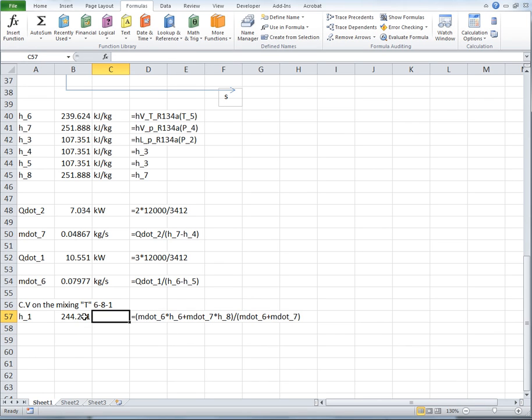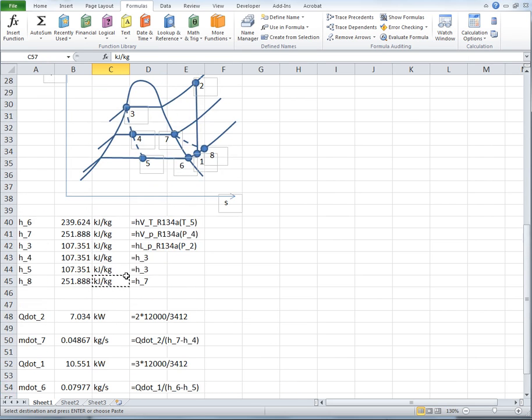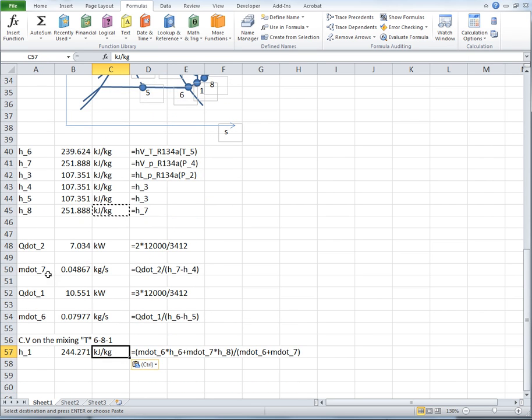And what I promised you is that state 1 was going to lie in between states 6 and 8. So just to check that, H6 is 239, H8 is 251, and H1, which is in between there, is 244.27. Okay, so now what do we need to do?